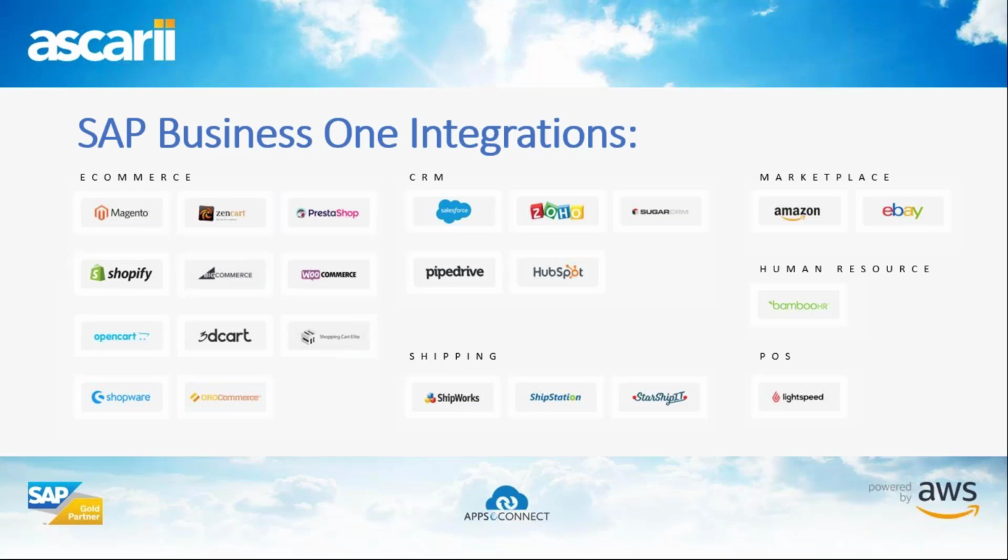So you can see on the screen the current list of available integrations we have with SAP Business One. We have ready integrations with popular e-commerce platforms such as Magento, WooCommerce, Shopify, BigCommerce, and many more. CRM integrations are available with popular CRM systems like Zoho, Salesforce, Sugar, Pipedrive, HubSpot, and some others. We are connecting SAP Business One with shipping solutions such as ShipStation, with marketplaces such as eBay, Amazon, Rakuten, with HR applications such as Bamboo HR, with POS applications such as Lightspeed. The list is increasing each year.